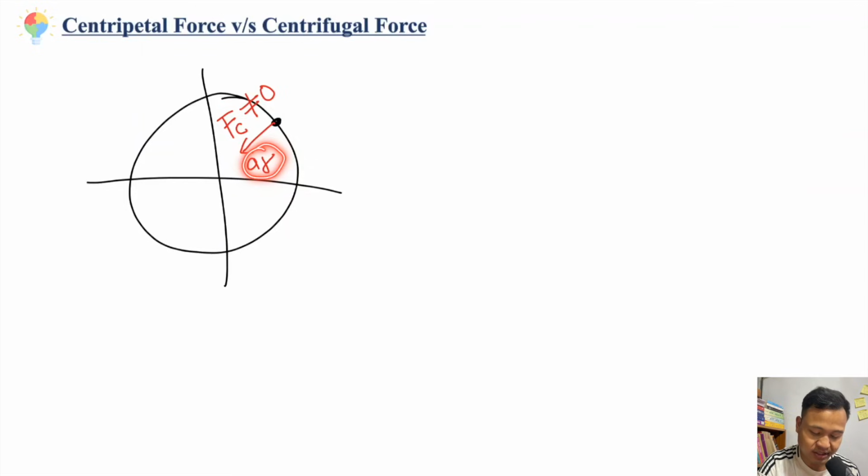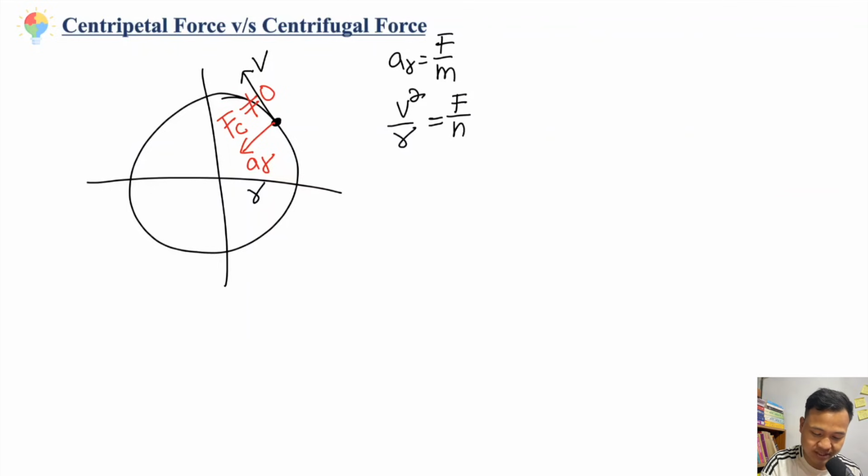So A is due to some force, let's say FC. This is called centripetal acceleration, and the force causing this acceleration is called centripetal force. So by Newton's second law, A is F by M. Here A is AR, the radial acceleration. The radial acceleration formula is V square divided by R, where R is the radius and V is the speed. So AR is V square divided by R, which should equal F by M.